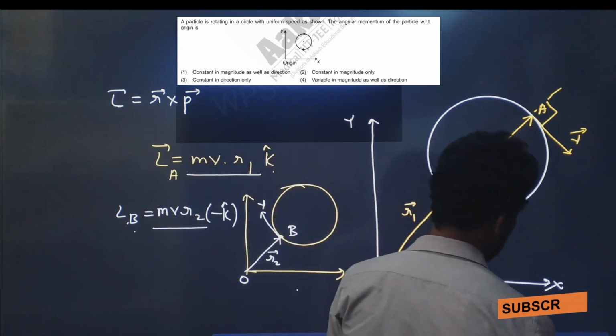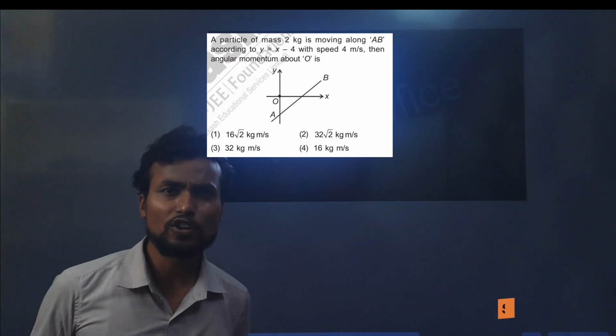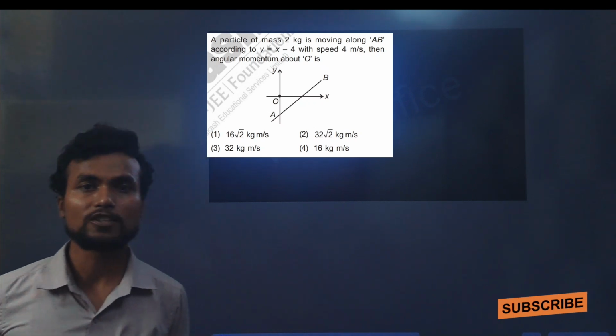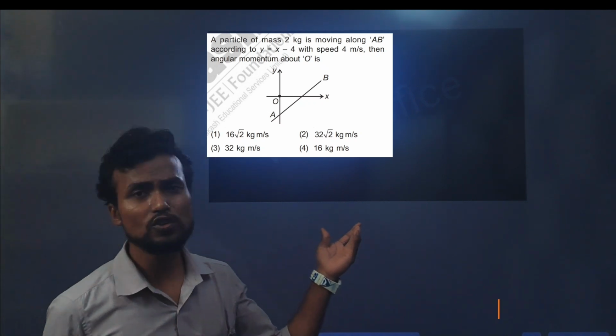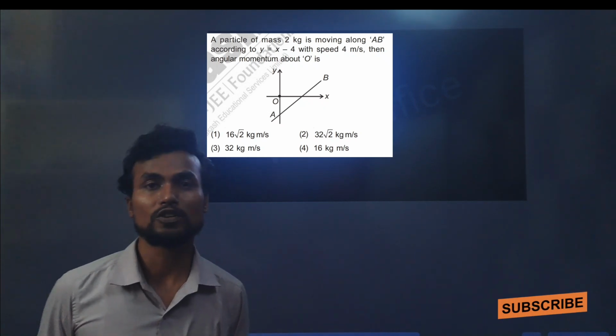Okay, now after that, dear students, like the previous question we solved, like 9 by root 2 kilogram meter square per second, this question you have to solve by yourself and comment your answers.